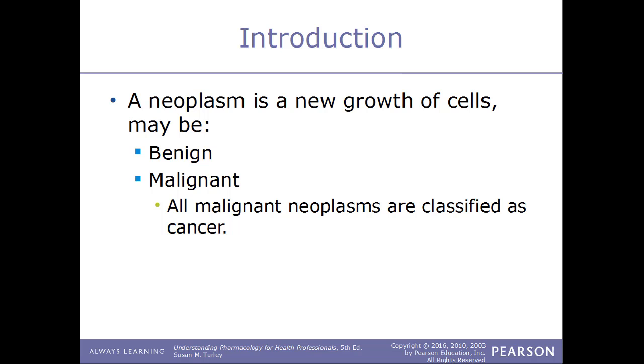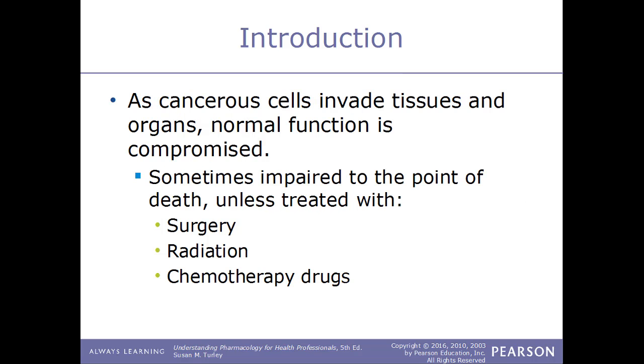Alright, we'll start with a quick introduction. The term neoplasm means a new growth of cells. And this new growth can either be benign or malignant. And all malignant neoplasms are classified as a cancer. And as cancerous cells invade tissues and organs, normal function is compromised. And sometimes the impairment is to the point of death, unless this is corrected with surgery, radiation, or chemotherapy drugs.